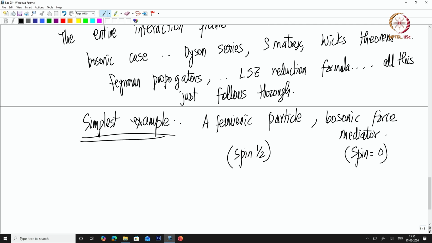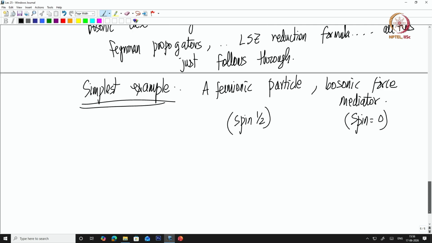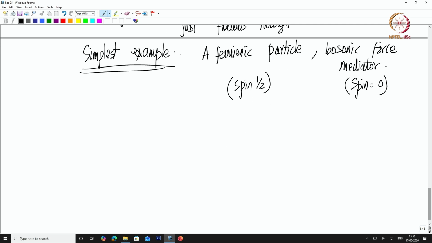So what are the Lagrangians we need essentially? We need the Lagrangian of the Klein-Gordon field, which is for the spin 0, the Lagrangian of the Dirac field, which is for the spin half, and then you need an interaction term. So you have L is equal to L Klein-Gordon plus L Dirac plus L interaction.